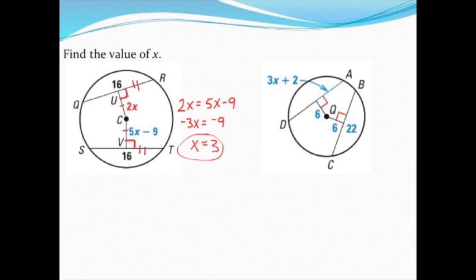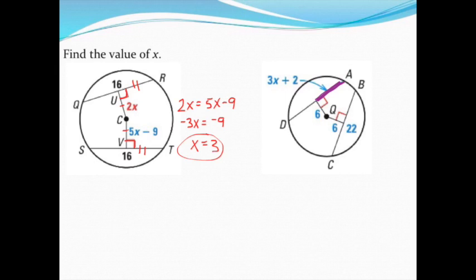Next example, last example, let's do the same thing. Notice, this is a really subtle trick, I think, on this problem. This piece right here, 3x plus 2, is not pointing to the entire chord. Instead, it's just pointing to this partial piece over here. There's half of it. So keep that in mind as we set this one up. I think this one's a bit tricky.